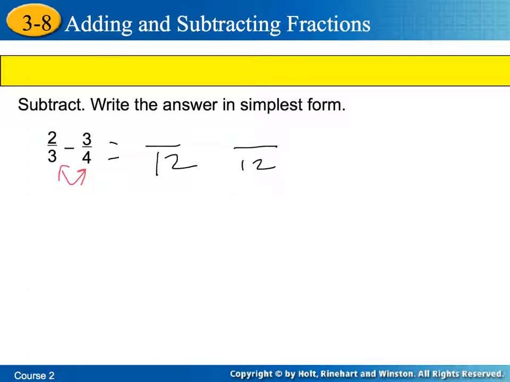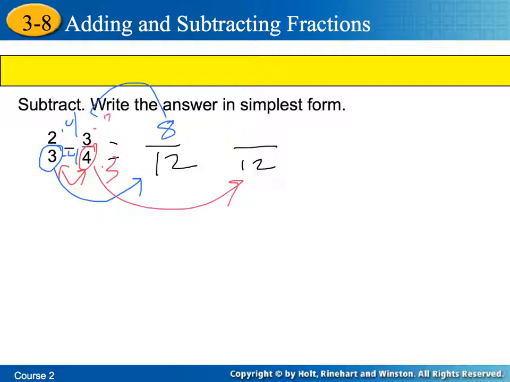So, denominator is 12. My question is, how did I get from this 3 to that 12? I multiplied by 4. What I do to the denominator, I have to do to the numerator. So I need to multiply this by 4 to get 8. How do I get from 4 to 12? Multiply by 3. If I multiply the denominator by 3, I also have to multiply the numerator by 3. 3 times 3, 9. Now, what operation am I doing between them?